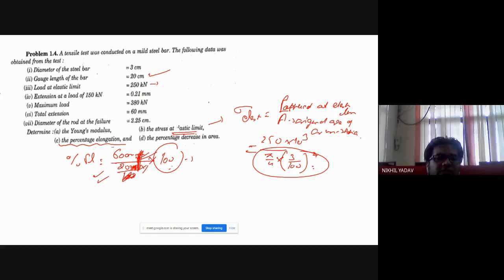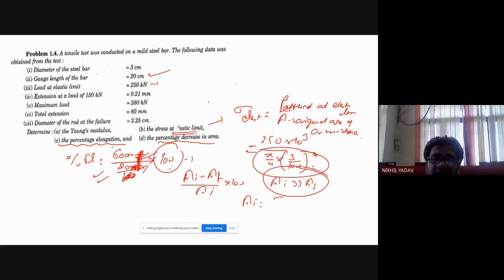Okay. Second thing is there. What is the percentage decrease in the area? It means A initial minus A final upon A initial into 100. Why are we taking it like this? Because A initial is more than A final. And A initial is pi by 4 into D initial square, and D initial is the diameter of that gauge, that is your steel bar, 3 centimeter, right?